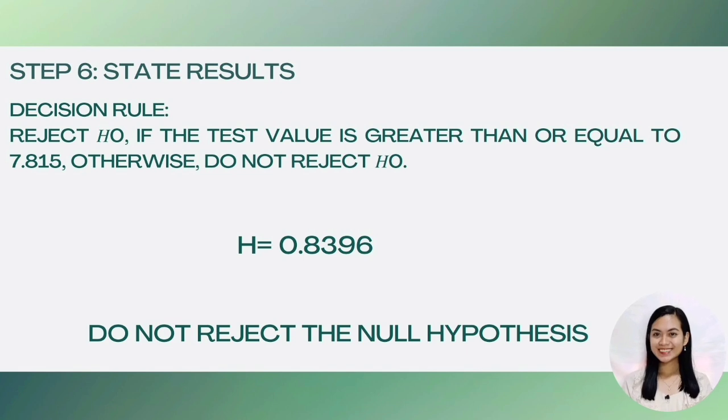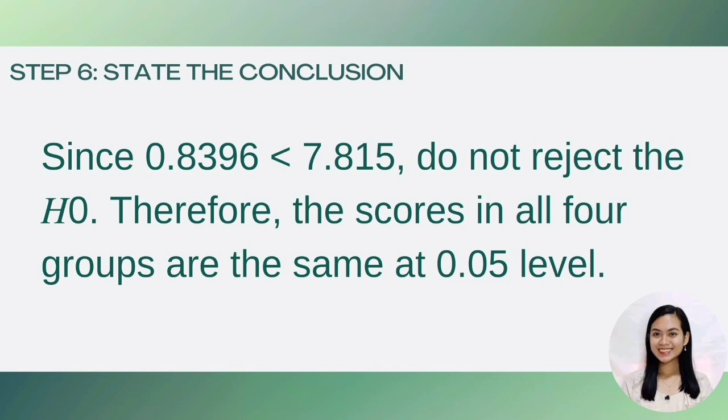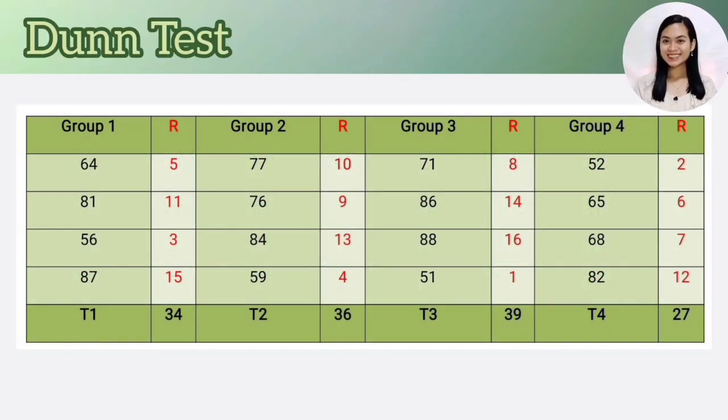Remember, our decision rule was to reject the null hypothesis if the test value is greater than or equal to 7.815. Otherwise, do not reject the null hypothesis. In this case, our value is 0.8396, because it's not greater than 7.815, we do not reject the null hypothesis. Now, we state our decision. Basically, what that means is that there is no significant difference among the 4 groups that we compare in this Kruskal-Wallis test. So now, we will discuss the Dunn test.